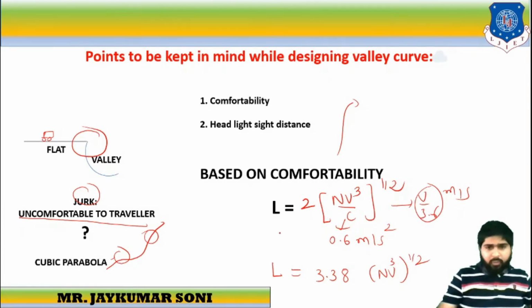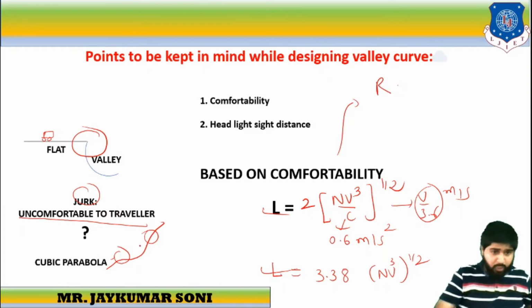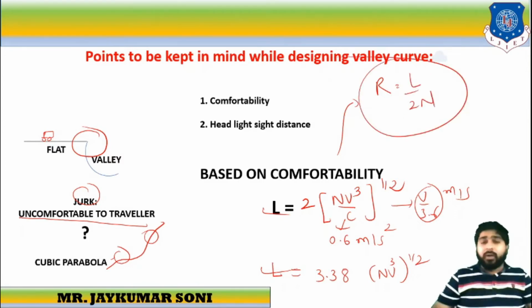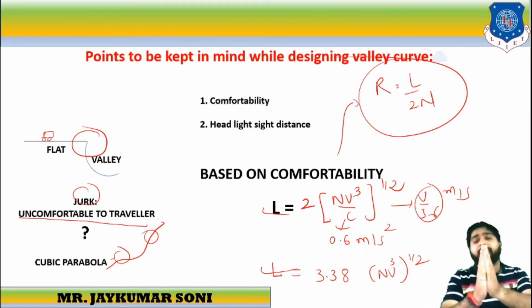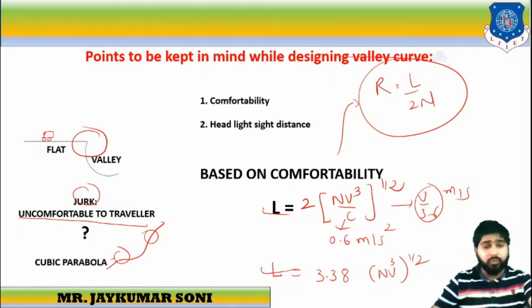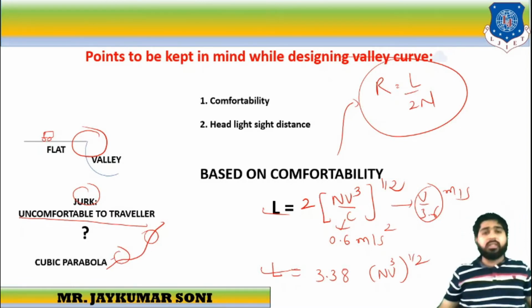So you have to remember two equations, this equation and this equation. The minimum radius of valley for cubic parabola R. There is an equation for R also that you have learned. This is the cubic parabola. The equation for R is L by 2N, so this is about the first component, that is based on comfortability. 2 (NV cube by C) raised to 1 by 2, and the ultimate equation is L equal to 3.38 (NV cube) raised to 1 by 2. So this was about comfortability.